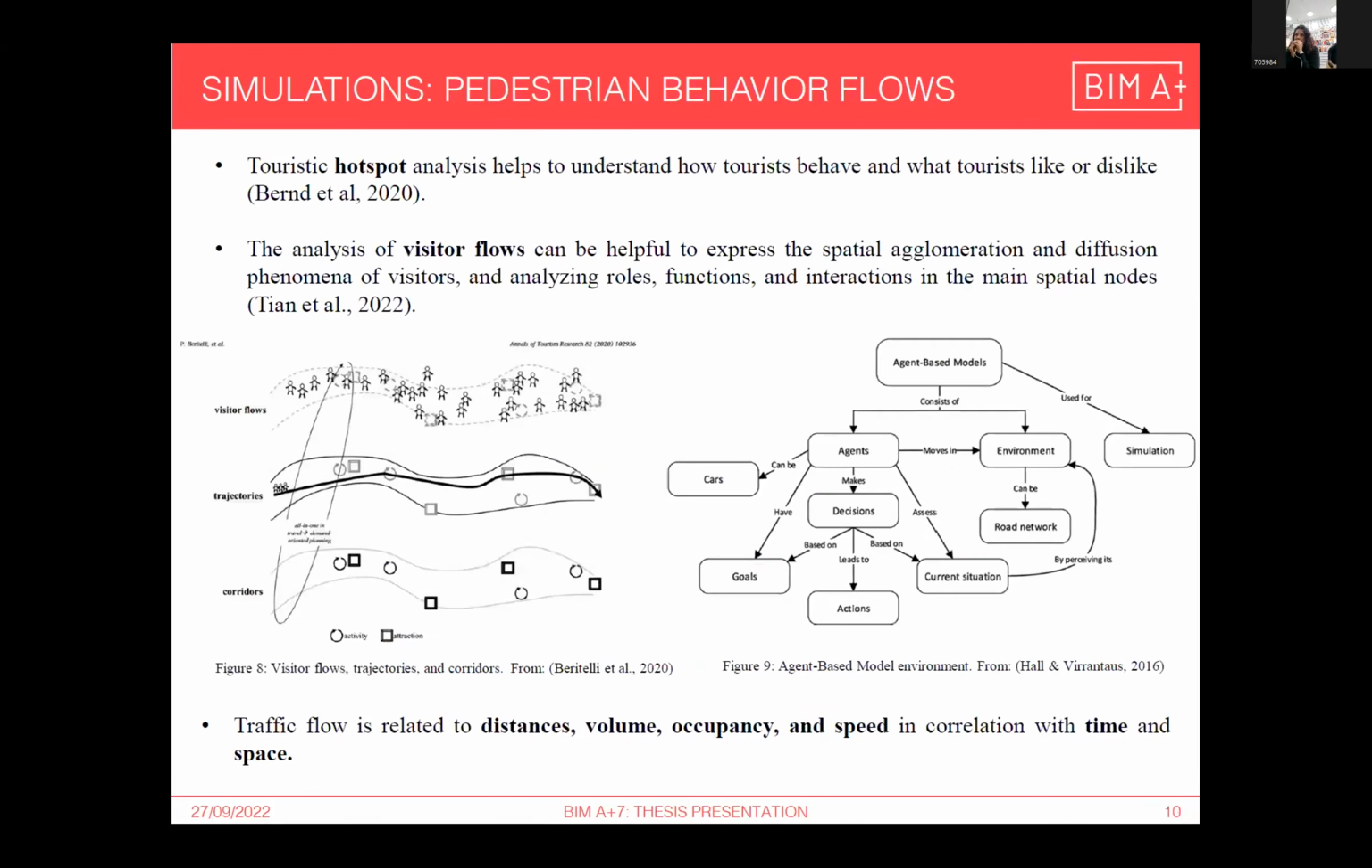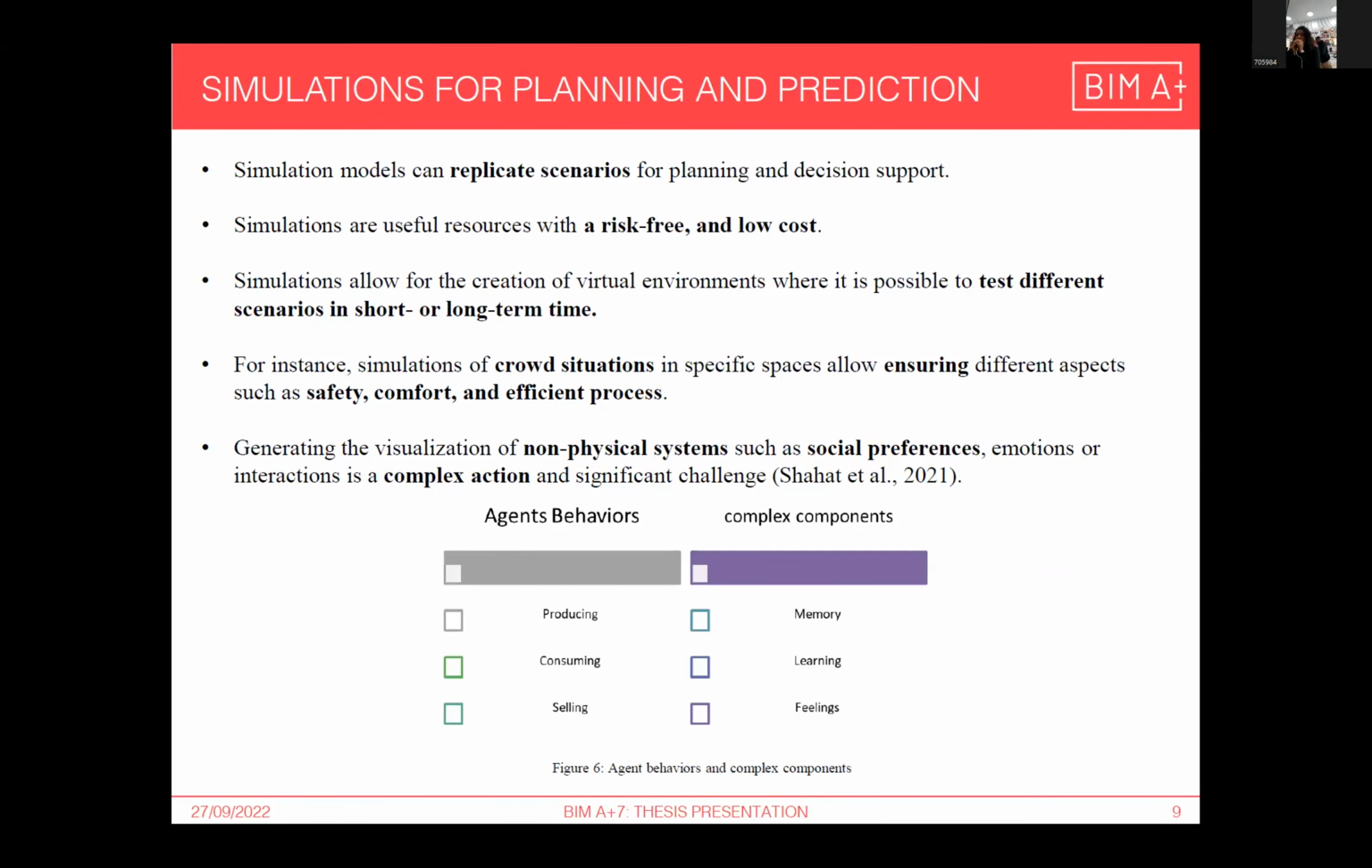Finally, generating the visualization of non-physical systems, such as social preferences, is sometimes still challenging, because representing agents' behaviors such as memory, learning, and feelings is still in development, improving with machine learning and artificial intelligence.